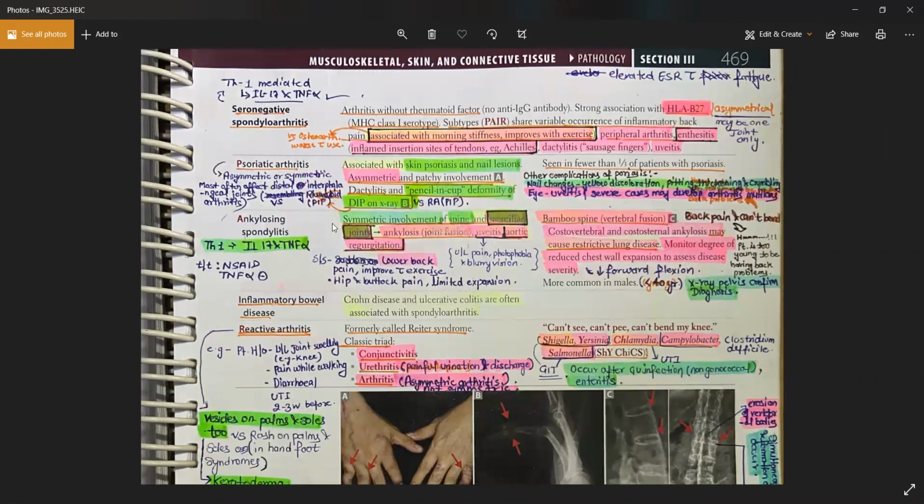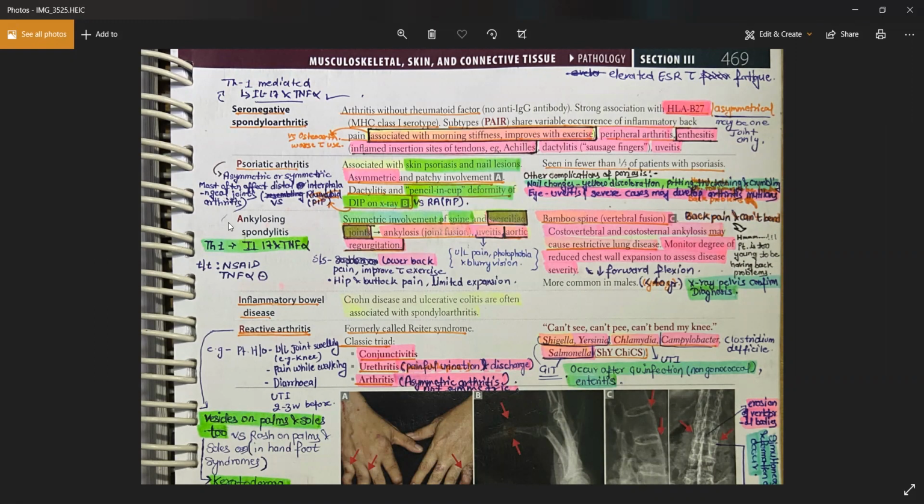So a patient with chronic lower back pain, with a morning stiffness that improves with use. On the X-ray, you will have this fusion of the bones, decreased chest wall expansion, and the systemic signs and symptoms of inflammation. Other than that, uveitis, enthesitis, joint pain, tendon pain, and all these things will contribute to the diagnosis of ankylosing spondylitis.